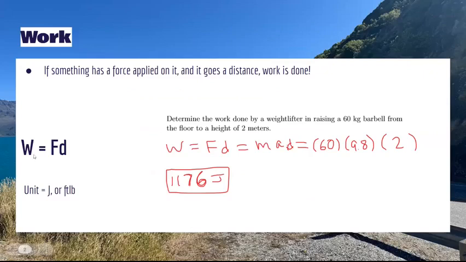Basically that explains why the equation for work is just force times distance, because if either of them is zero, then there is no work. So that's why there has to be a force and it has to go a distance. But the units can be two different things.